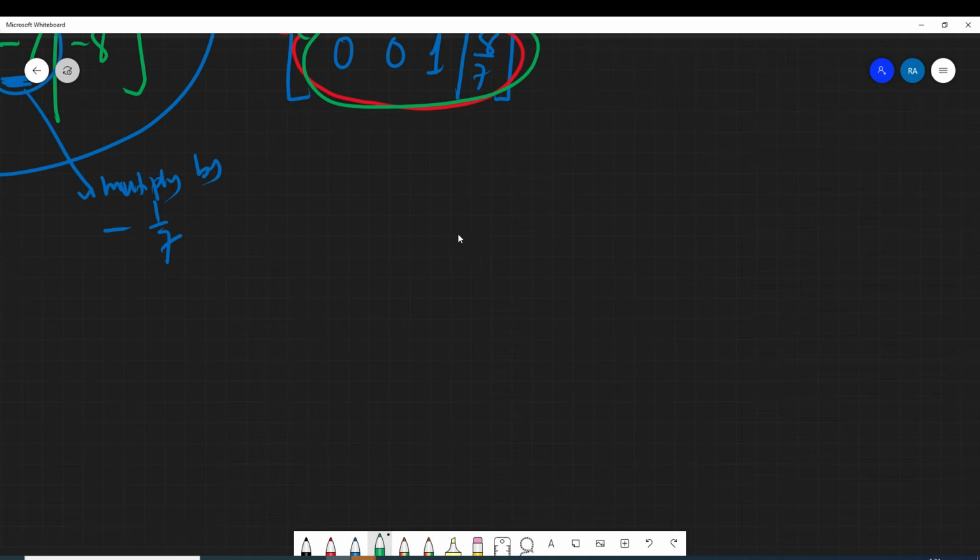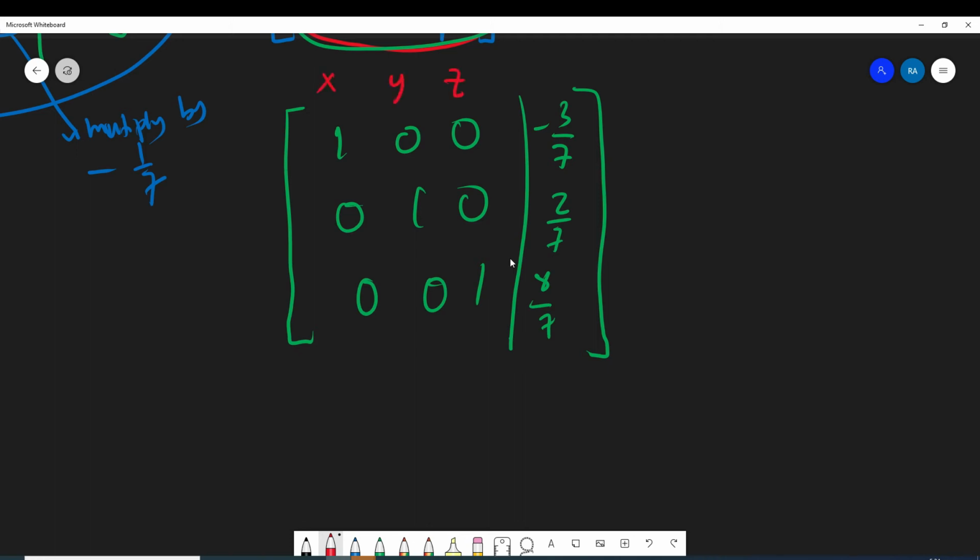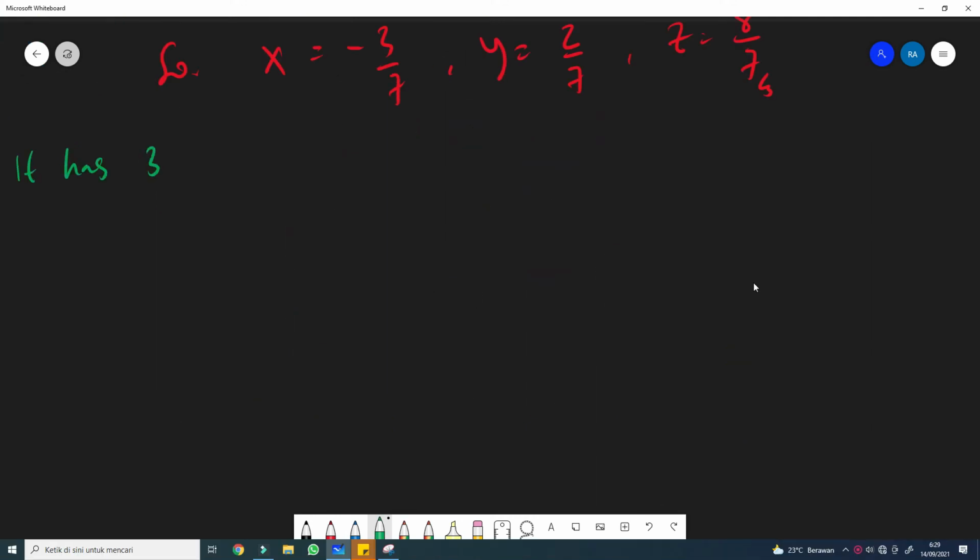And then our augmented matrix is now like this, and this is the row for x, y, and z. Then our solution is x equals minus 3 over 7, y is 2 over 7, and z is 8 over 7.